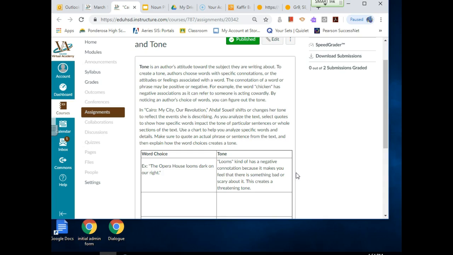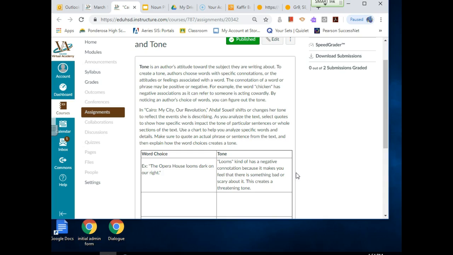To create a tone, authors choose words with specific connotations, or the attitudes or feelings associated with the word. The connotation of a word or phrase may be positive or negative. For example, the word chicken has negative associations, right? Because if I call you a chicken, it's because you're scared to do something. It has a negative connotation. You have negative feelings about it. If I call you a baby, you're not like, oh, thank you, you called me a baby. Negative connotation. By noticing an author's choice of words, you can figure out their tone. If you can analyze the words that they choose, you can clearly see the attitude they have towards the subject.